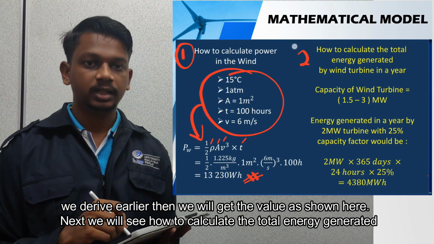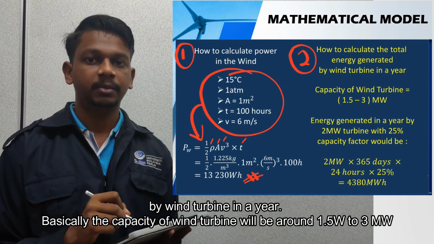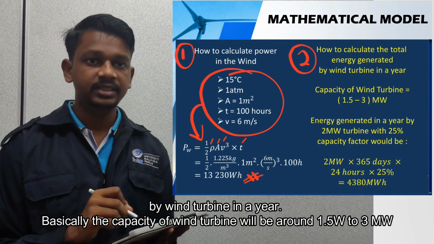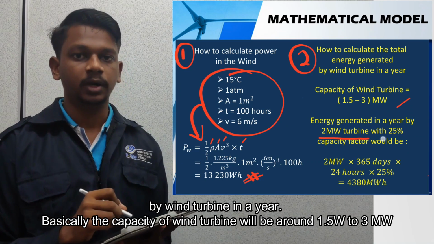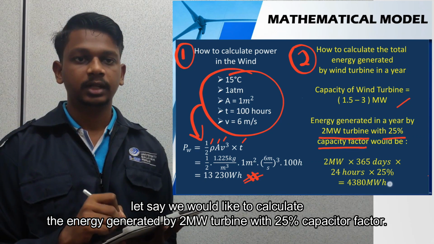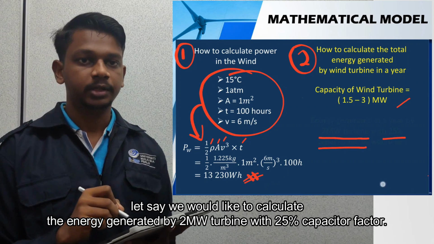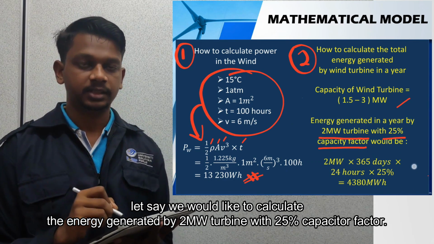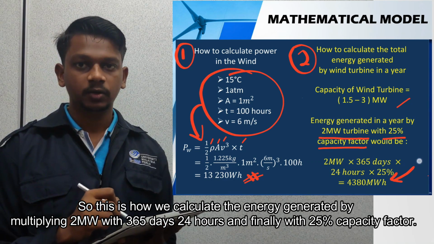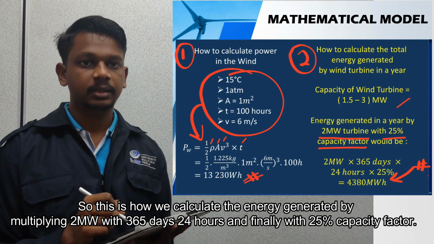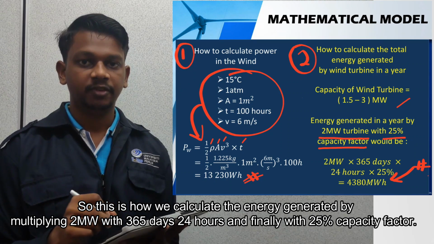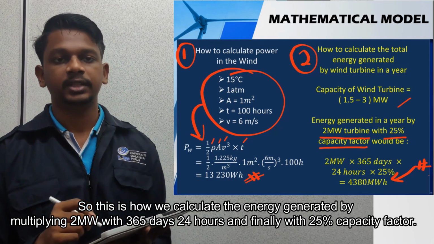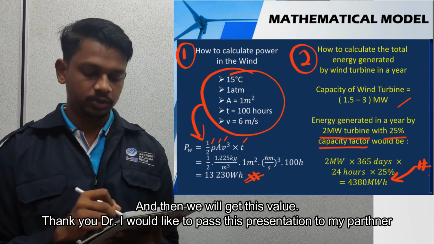Next, we will see how to calculate the total energy generated by a wind turbine in a year. Basically, the capacity of the wind turbine will be around 1.5 to 3 megawatt. Let's say we would like to calculate the energy generated by a 2 megawatt turbine with 25% capacity factor. So this is how we calculate the energy generated by multiplying 2 megawatt with 365 days, 24 hours, and finally 25% capacity factor. And then we will get this value shown here.